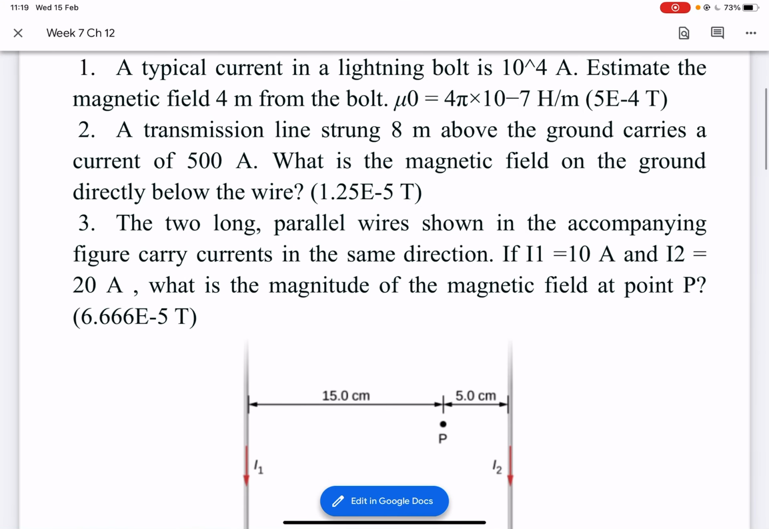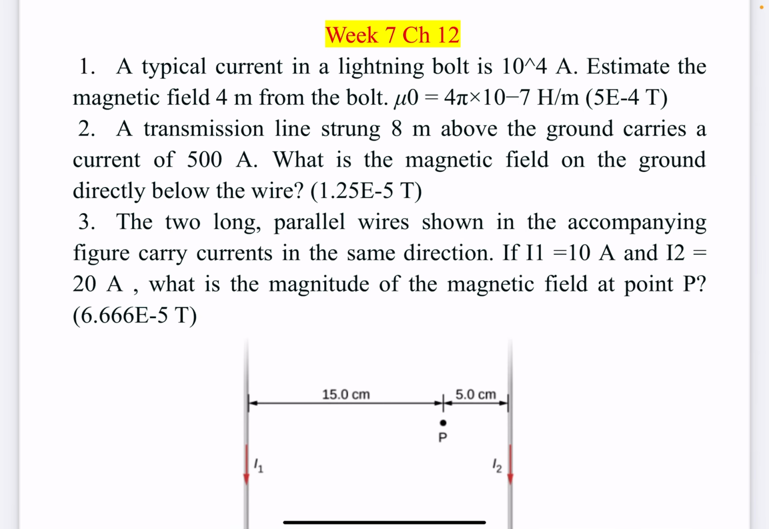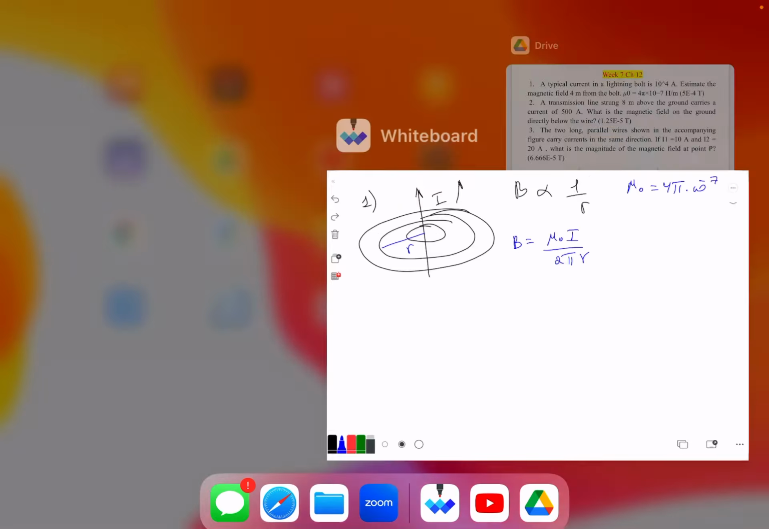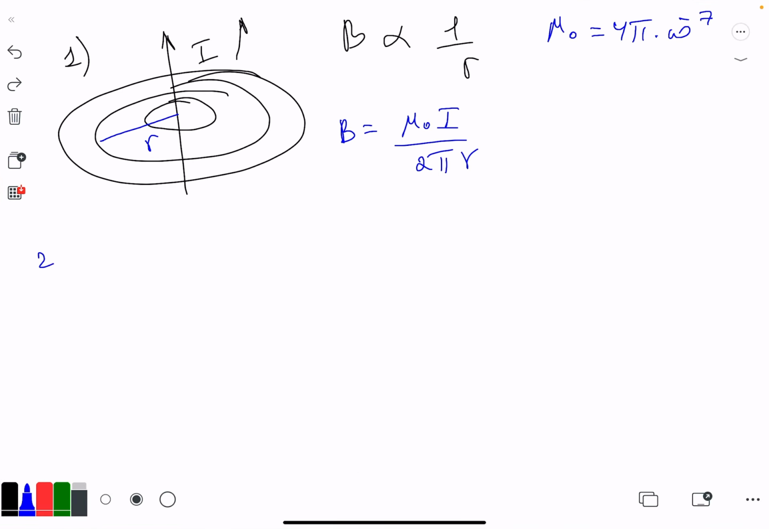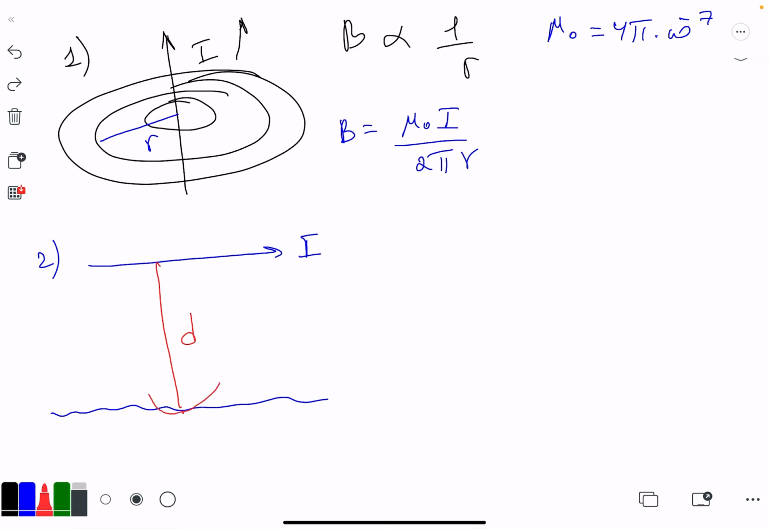The second problem, we have a transmission line strung 8 meters above the ground, carries a current. What is the magnetic field on the ground directly below the wire? So we have here basically a wire. Let's say current is moving to the right, and we have here the ground, and the distance is given. We have to find the magnetic field just here. So if you use the right hand rule, then as you can see, the magnetic field will be going like this way.